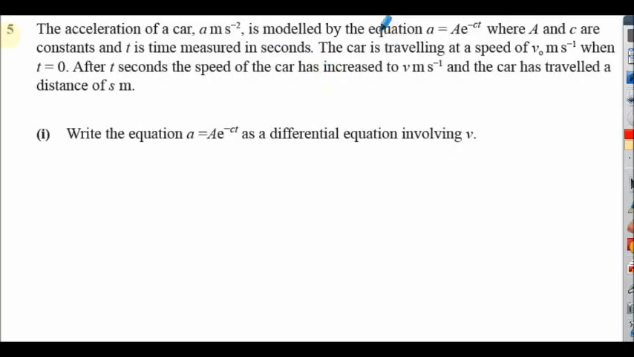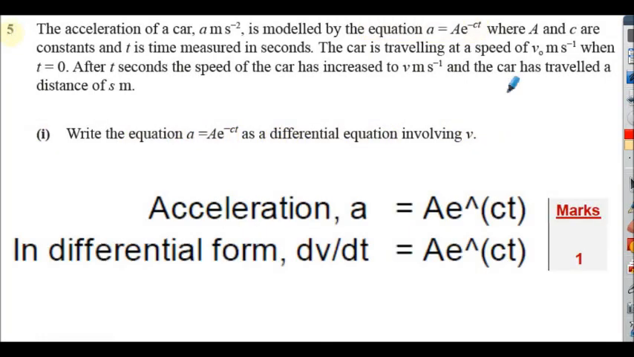Question 5, I'm given an equation that models the acceleration of a car. It's an exponential function here. Part 1, we have to write the equation as a differential equation involving v. So what they're hinting at here is to note that A, the acceleration, can actually be written as dv by dt, the change of velocity with respect to time. That then makes it into a differential equation involving v.